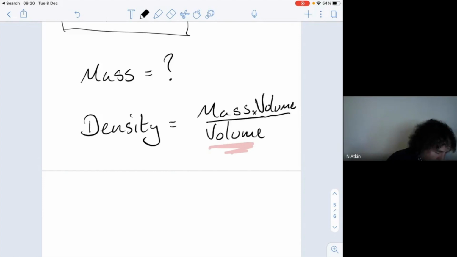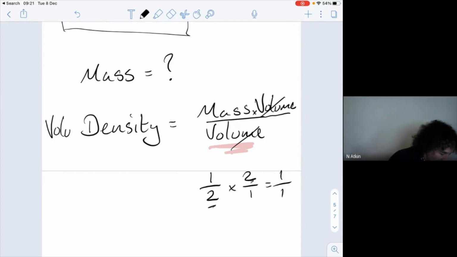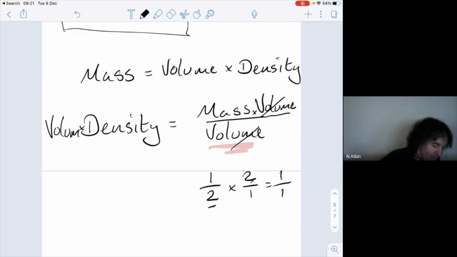Then it goes, in the same way that if I multiplied a half by 2, the 2 disappears. But if I've done something to one side, I have to do the same to the other. So that's going to be volume times density. That leaves us with mass is equal to volume times density. This is algebra that you must love from maths.